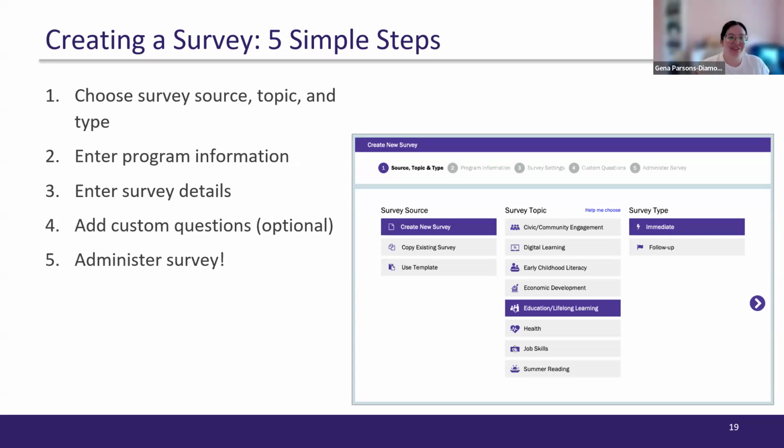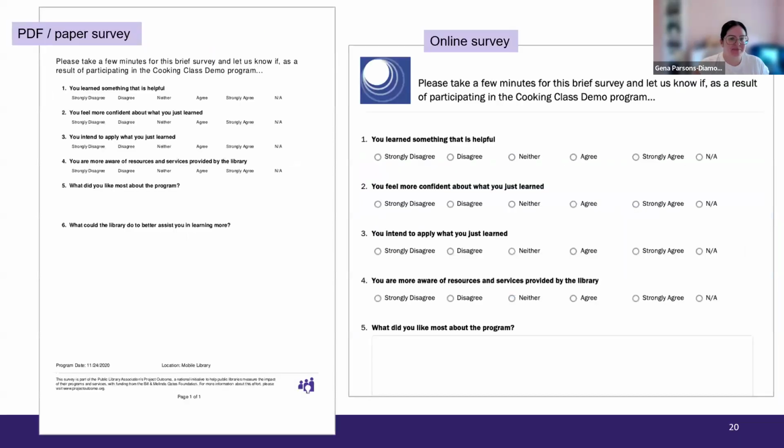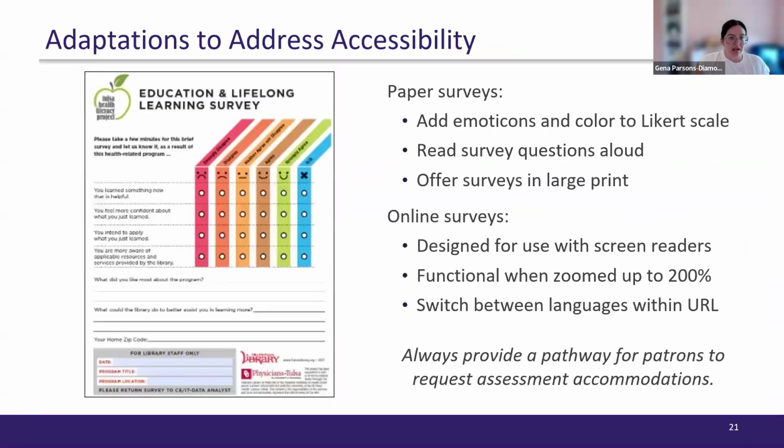And finally, you're ready to administer your survey. Again, you can administer your survey by printing the PDF or online. I just want to say that the online surveys are mobile friendly. And again, when you are fielding your surveys, there are additional steps librarians can take to ensure all users understand and complete project outcome surveys.